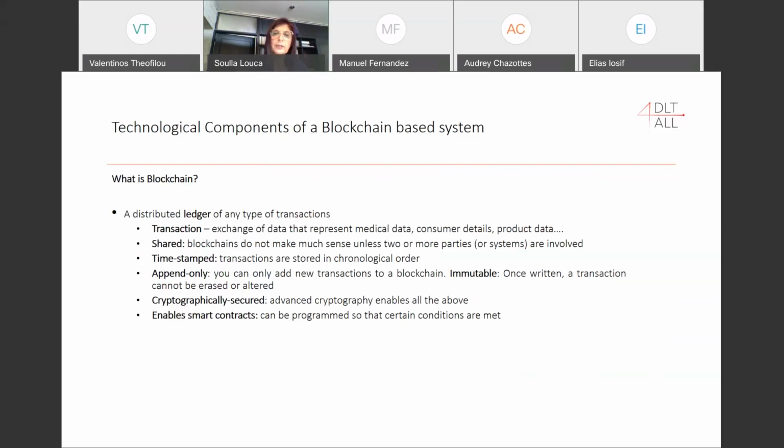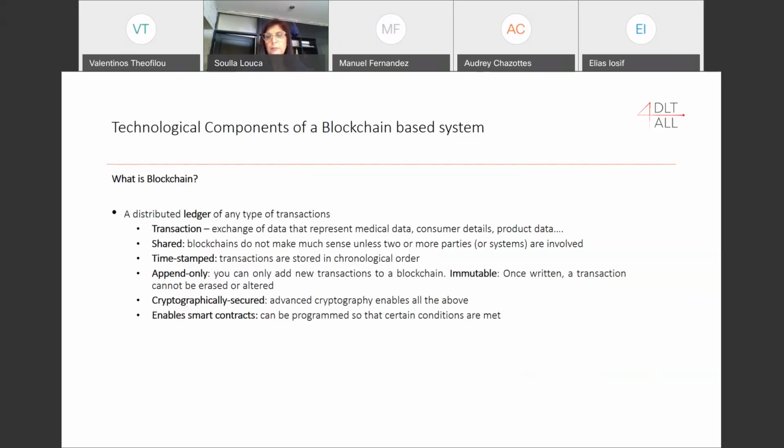Another important aspect is that you can only add transactions to a blockchain. You cannot delete them. And once you have a transaction written on the blockchain, you cannot delete it, you cannot change it, just like we would do in a database, let's say, in a regular database. They are cryptographically secured, and this is enabled by advanced cryptography, and also it enables smart contracts.